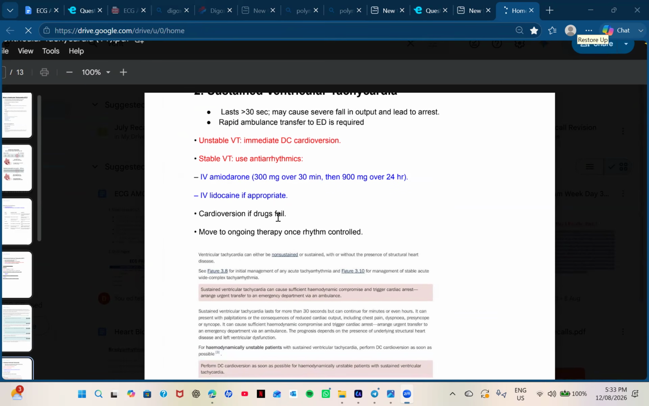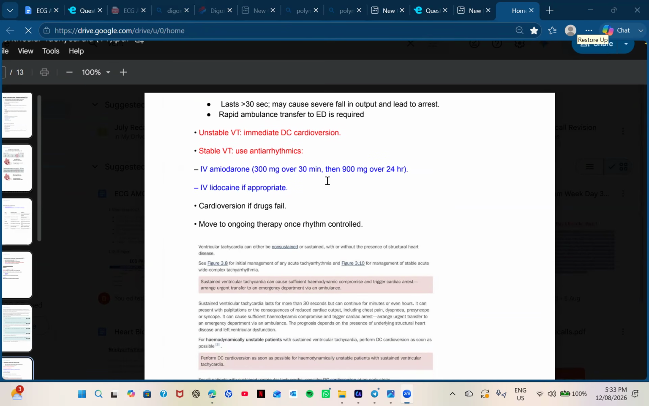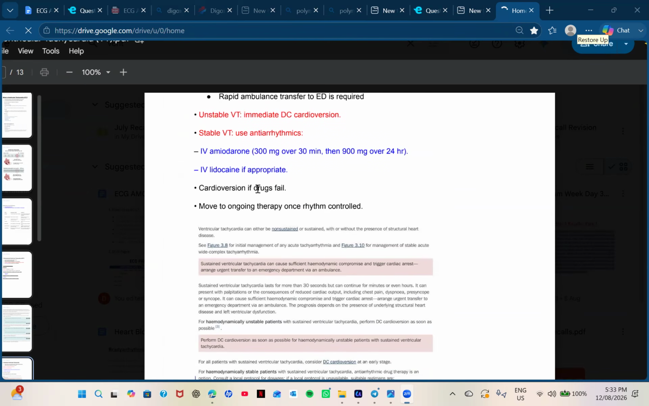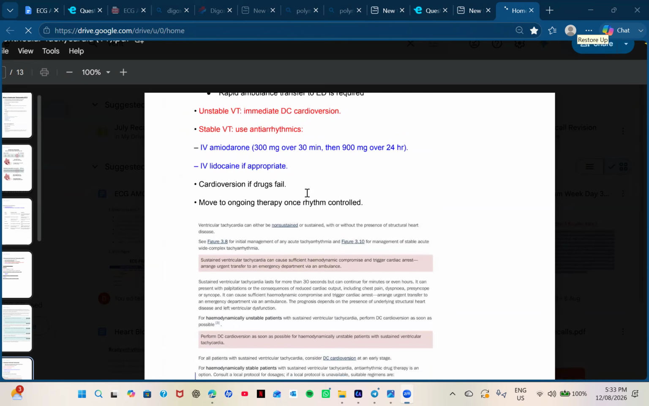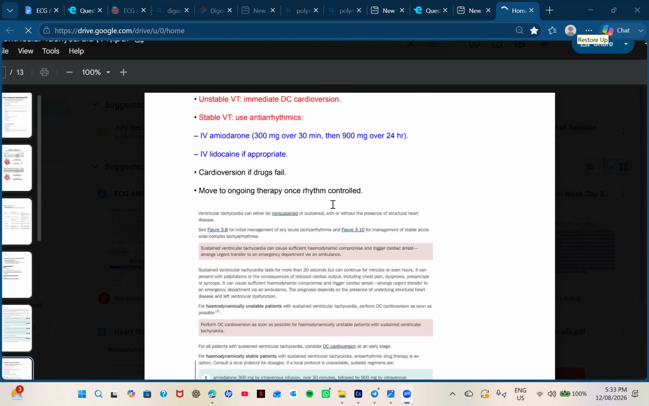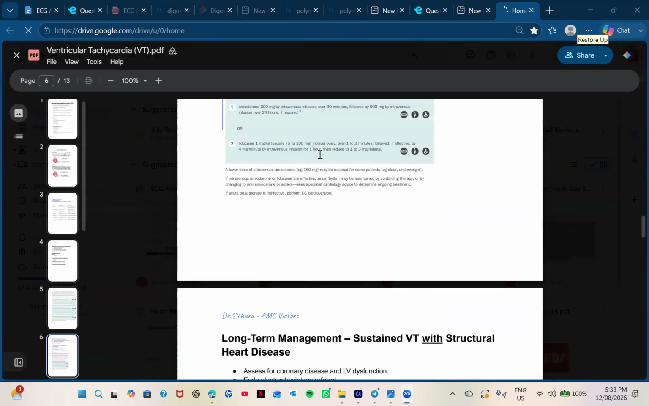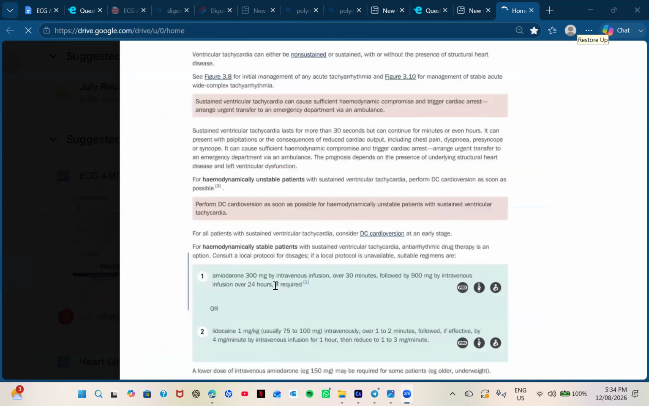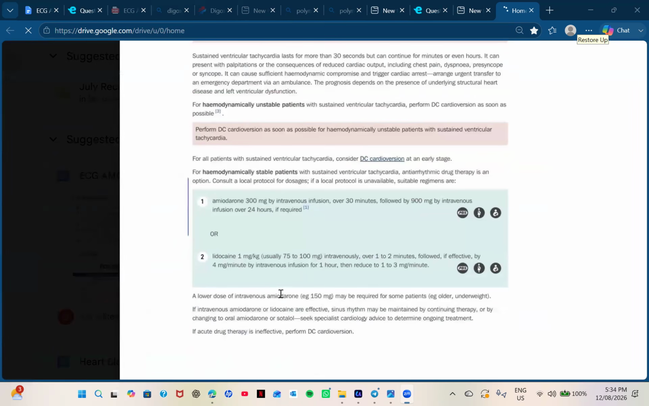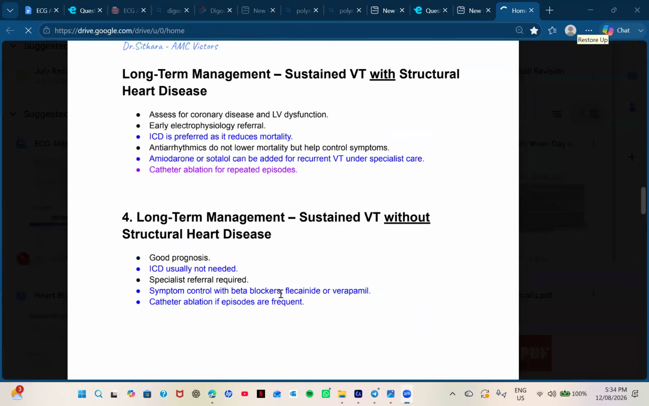You start with IV amiodarone, right? 300 milligrams over 30 minutes, then 900 milligrams over 24 hours, right? Or you can use IV lidocaine if appropriate, right? Cardioversion if drugs fail. Here they have given amiodarone as the first choice and lidocaine as the second choice, right?